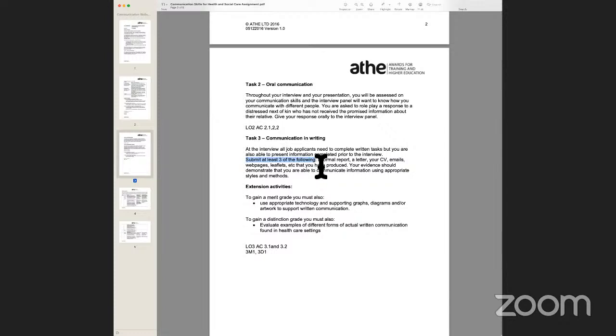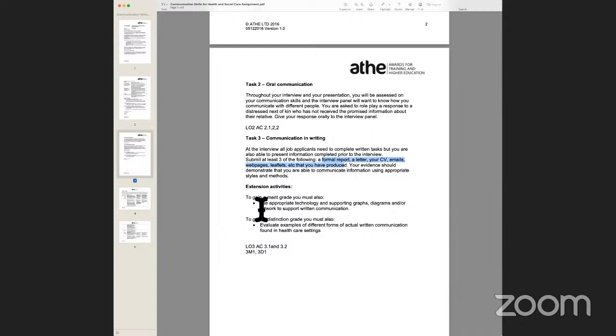So these could be a formal report, a letter, your CV, an email that you've written to somebody in your family, your friend, your boss, or maybe in an organization, any sort of a web page or a leaflet that you've designed, a personal statement that you're making to apply to a university. And all these would be written forms of communication. We need to be able to demonstrate in this learning outcome at least 3 out of these, which are listed as an example, to be able to meet the criteria for pass as far as communication in writing is concerned.